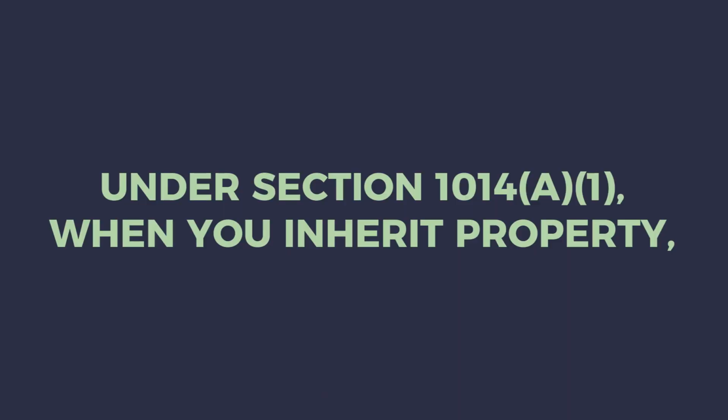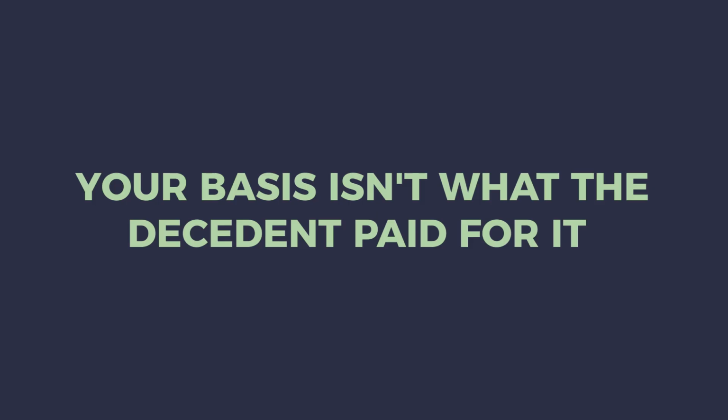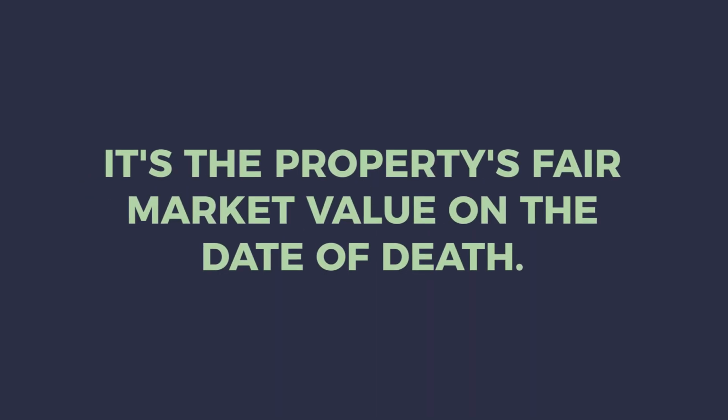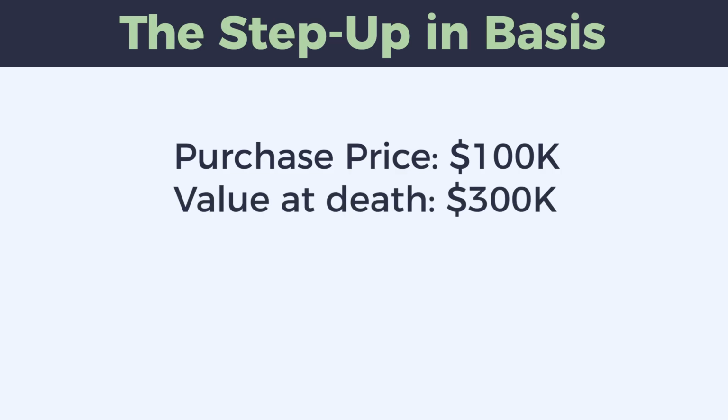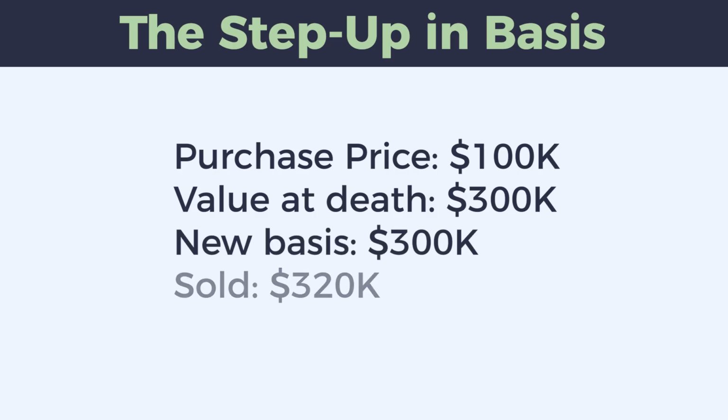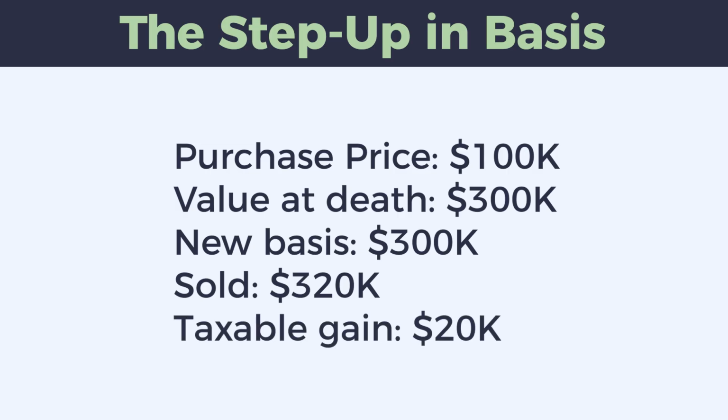Under Section 1014(a)(1), when you inherit property, your basis isn't what the decedent paid for it, it's the property's fair market value on the date of death. Buy a house for $100,000 30 years ago, and if it's worth $300,000 the day the owner dies, your basis as the heir is $300,000. Sell it for $320,000, and you're only taxed on $20,000 of that gain, not $220,000.